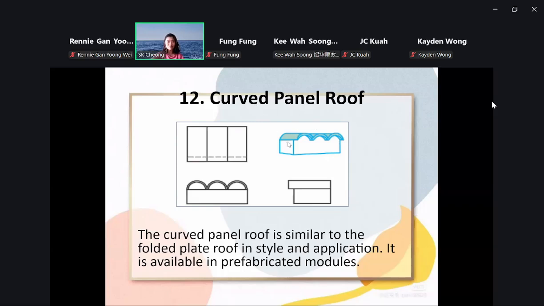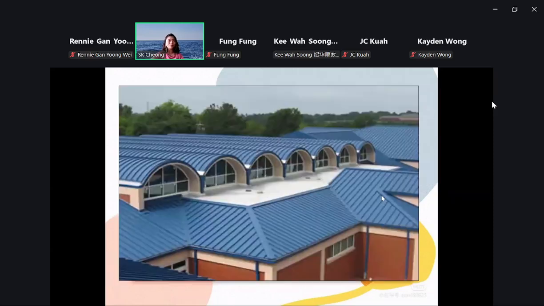Curve panel. The curve panel roof is similar to the folded plate. It is usually available in prefab modules. Again, you can see from here.